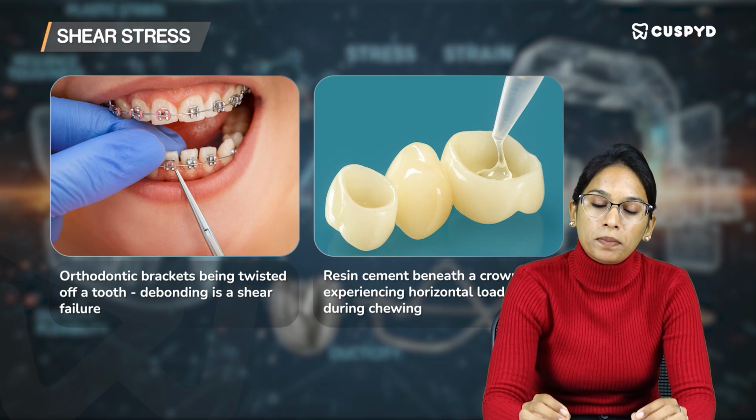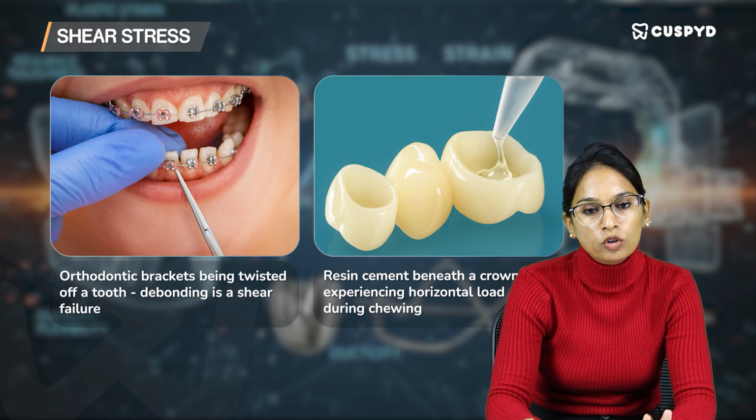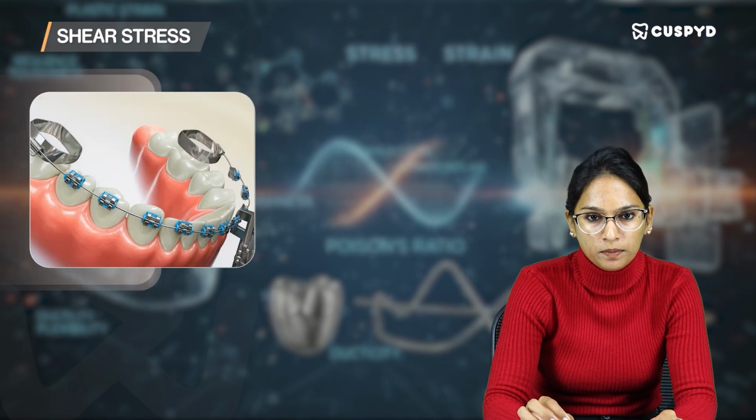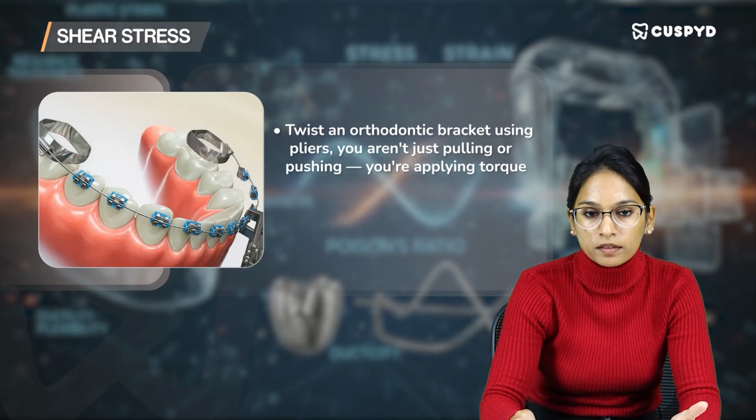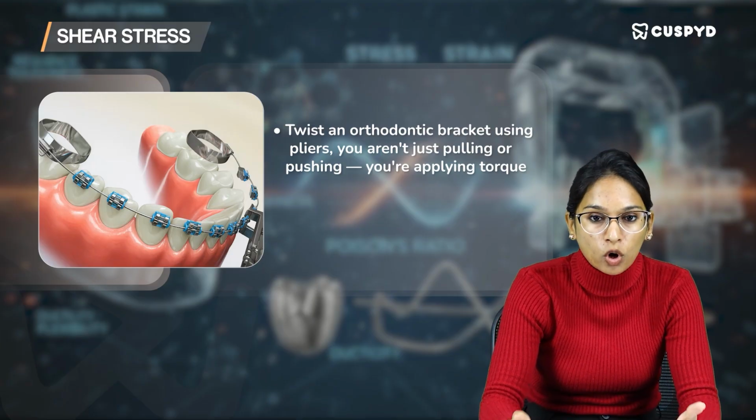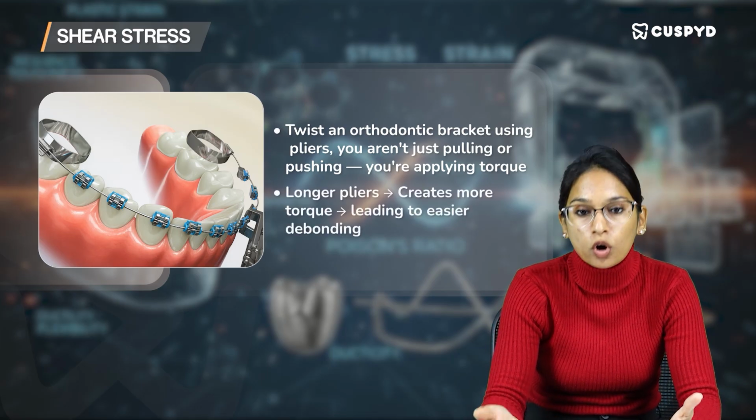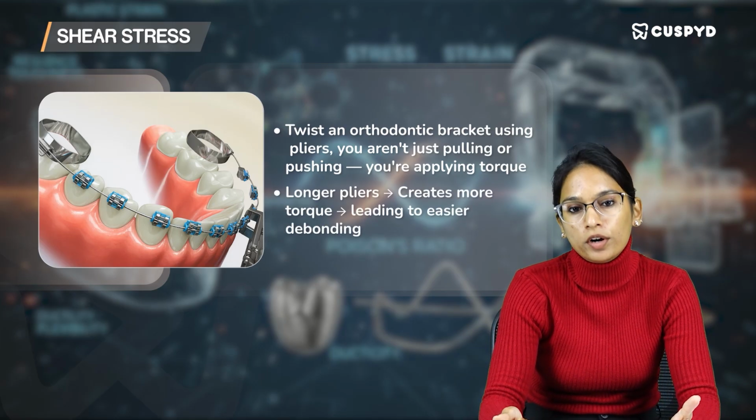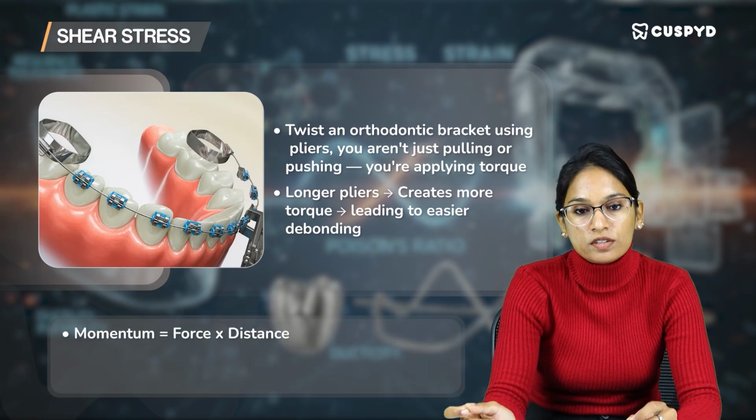When shear is applied at a distance, we create a moment or torque. A simple example, when you twist an orthodontic bracket using the pliers, you aren't just pulling or pushing, you are applying torque. The longer the pliers used, the more torque it creates, leading to easier debonding. This is why moment is force into distance.